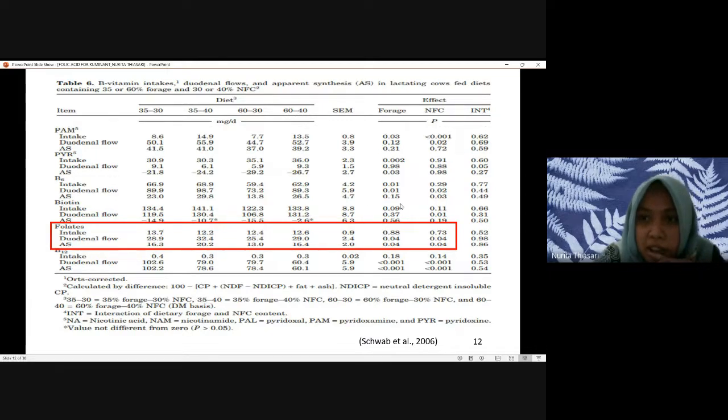And for the addition of the NFC, or the carbohydrate, the source of the carbohydrate, in here we can see that the addition level of the carbohydrate also improves the apparent synthesis of the folates. It seems the microbes which are able to synthesize the folates have more source of energy in the form of the carbohydrate to produce more folate.